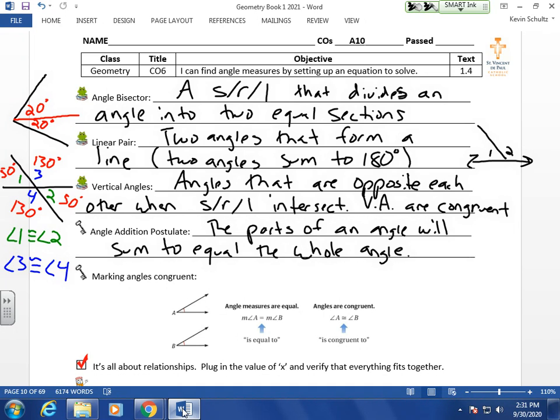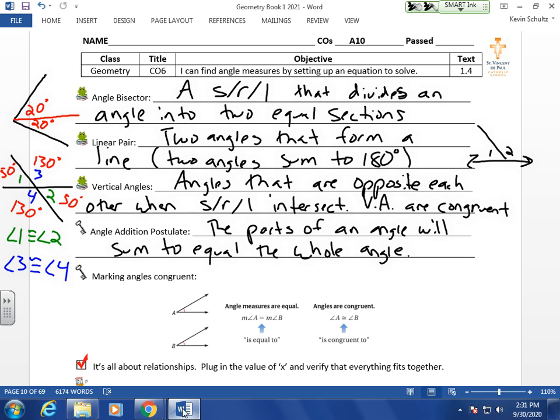And then that next section on your page talks again, we saw this with segments also, about the difference between congruency and equality. Remember that when you say things are congruent, you are saying that they are the same. You aren't saying anything about value, okay? Just that angle 1 is the same as angle 2.